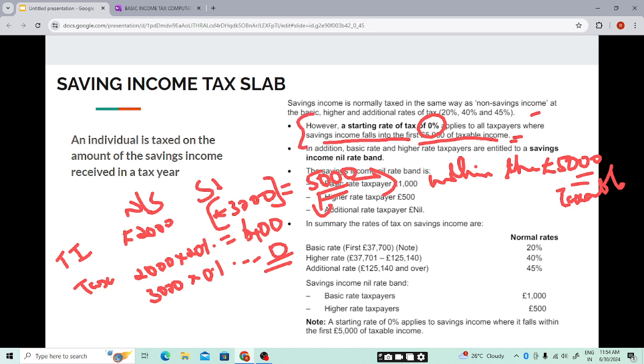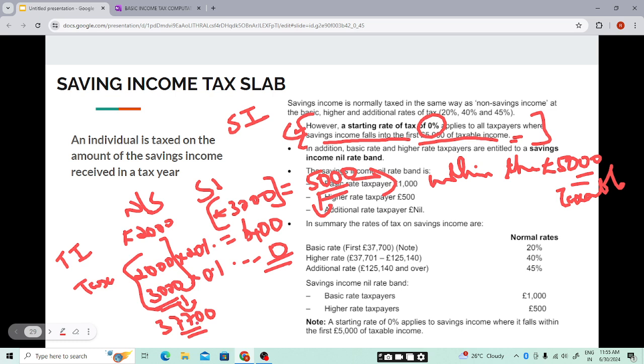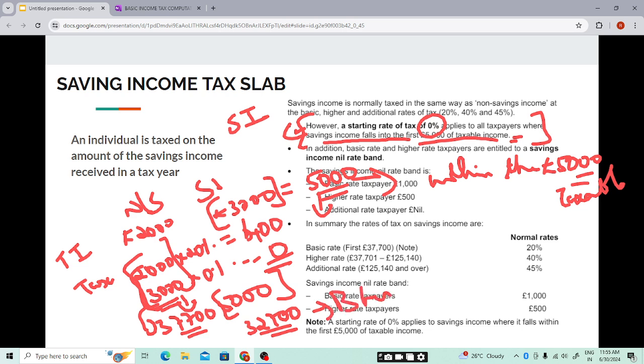This is a special rule which is only available for saving income, not for dividend income and non-saving income. But this amount, the 3,000, will be included in the limit of 37,700. From 37,700 you have already used 5,000. So what is the leftover amount on which you can tax at 20%? That is 32,700. This is the basic rate limit you still have, so this also uses the basic rate limit.